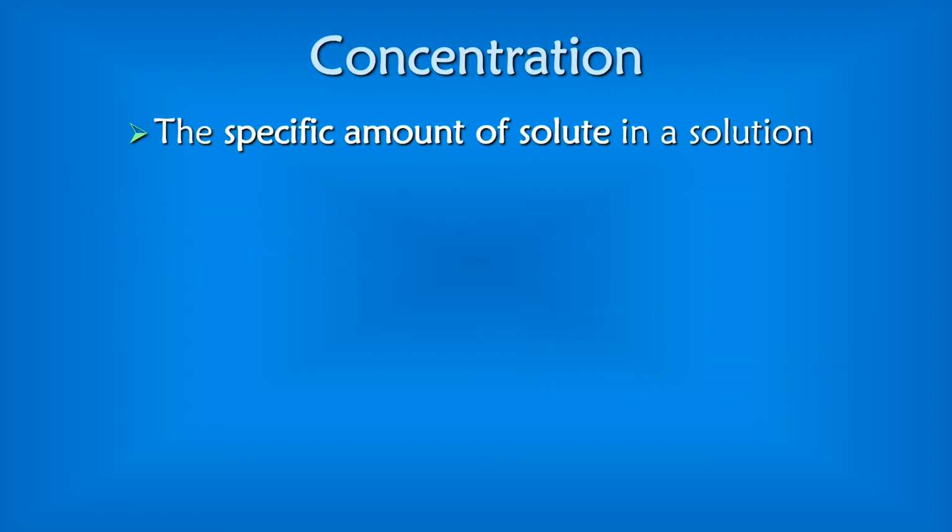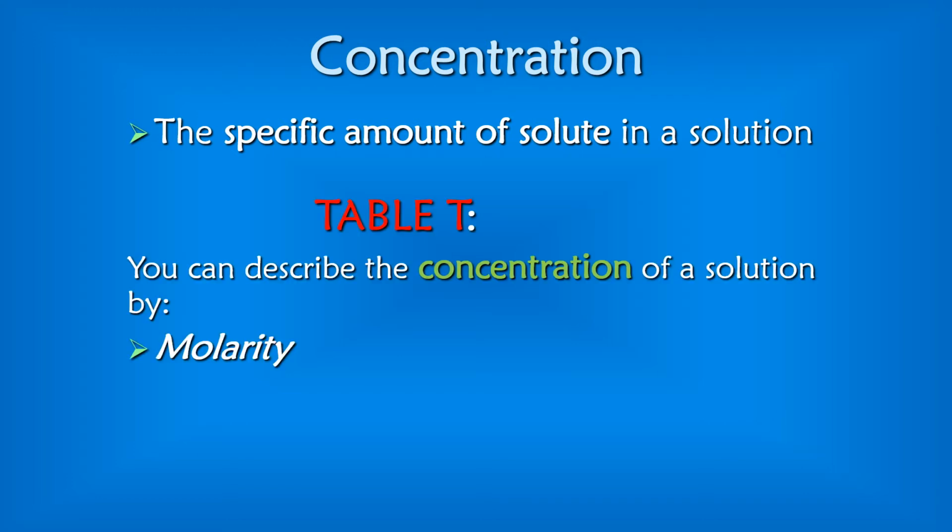So concentration is the amount of solute in a solution, and remember, solute is the substance that we have in a smaller amount in a solution, and solvent is the substance that we have in the larger amount in a solution. Table T is where we can find the equations for both molarity and parts per million, and these are the two units that we use to describe concentration.